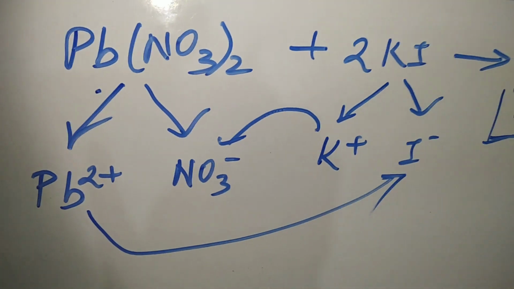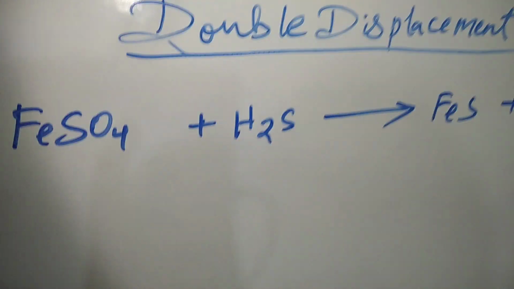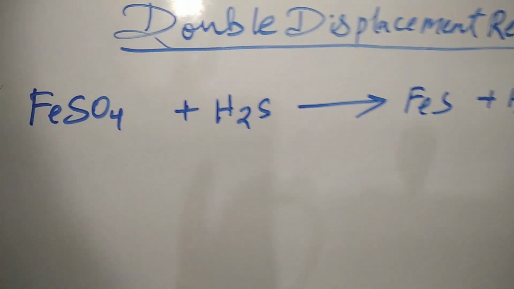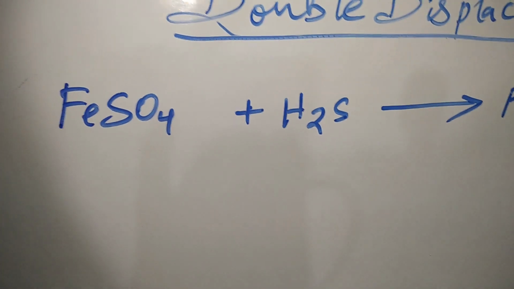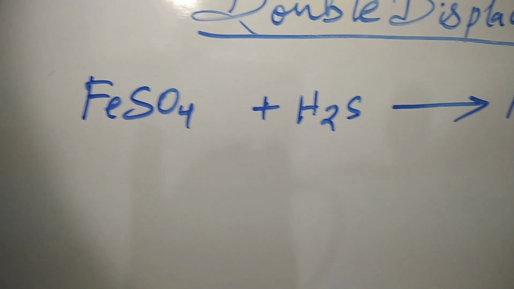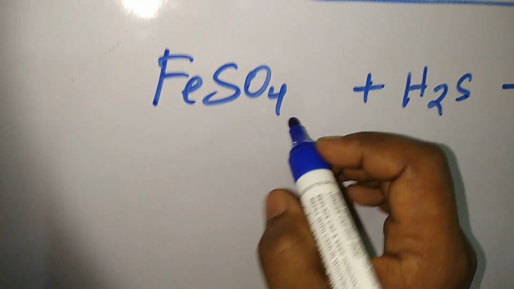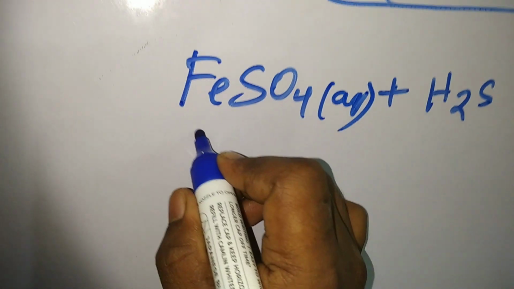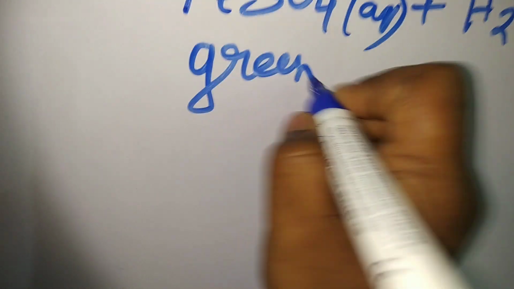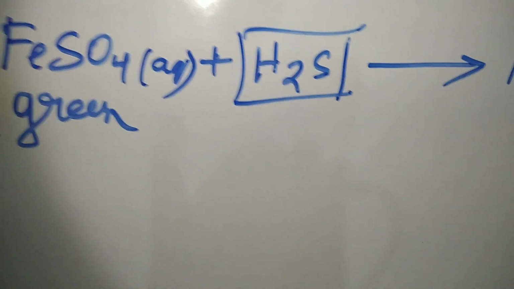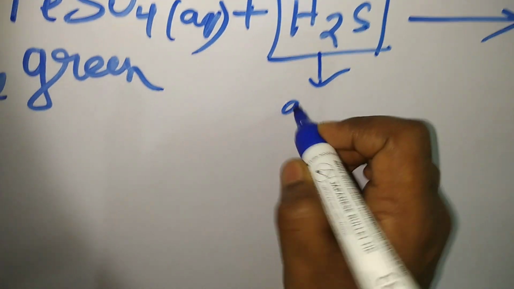Now see the other examples. Now here is a fundamental point in this reaction. This is also a precipitate reaction, but one of the compounds is in the gaseous medium. See, this FeSO4 is aqueous and it is green in color, that is pale green. This H2S is in the gaseous form.